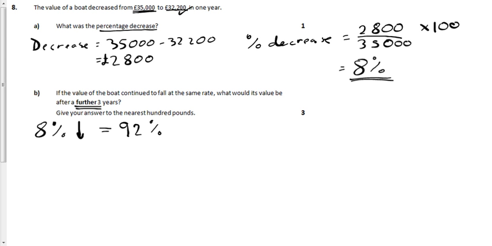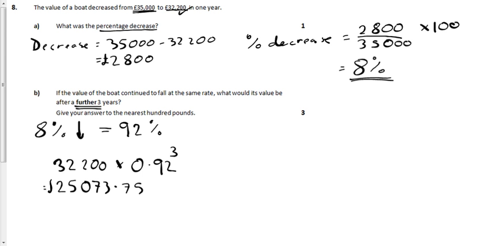The same process. It costs 32,200. I'm going to find 92% of that. So I've converted that to a decimal. And I'm going to do that for a further 3 years. So typing that carefully into my calculator gives the number 25,073.75. Got my pound symbol, 2 decimal places because it's money.